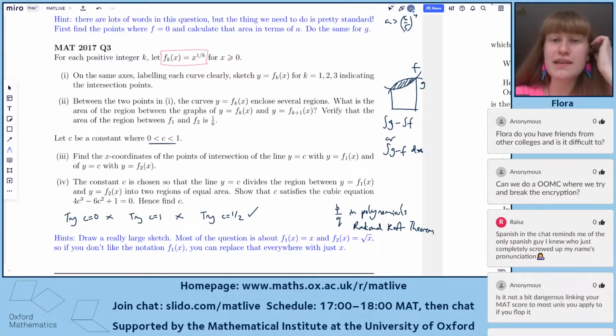Don't worry. Flora, do you have friends from other colleges, and is it difficult to? So, yes, I have friends from other colleges. It depends, if you try to, and also on the context. When I was in first year, we had these computing classes where you do a bit of basic coding on MATLAB. And by the way, for everyone listening, do not worry if you've never done any coding or computing, because they start with very basic things and you get told what to do and you have a whole instruction booklet and it's fine.